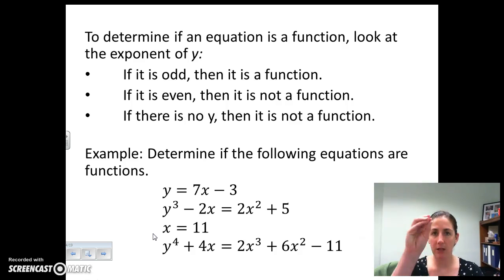So you could have 11, 3, 11, 2, 11, 1. When you figure it all together, it makes a vertical line. A vertical line is not going to pass the vertical line test, so therefore it's not a function. And this last one, y to the 4th plus 4x equals 2x cubed plus 6x squared minus 11. The exponent of y is 4. That's even, not a function.